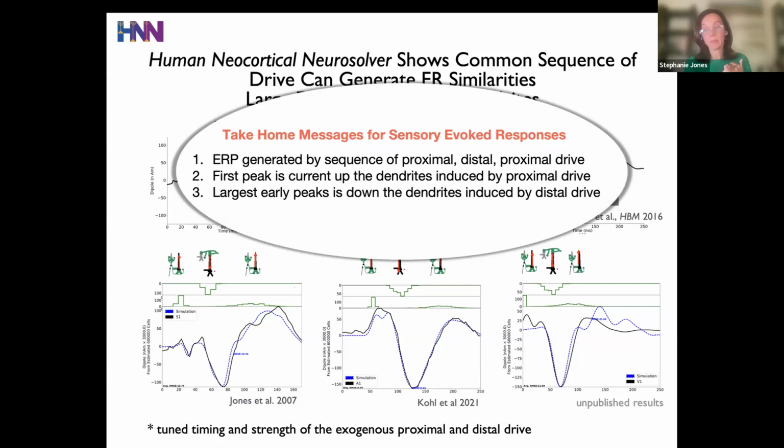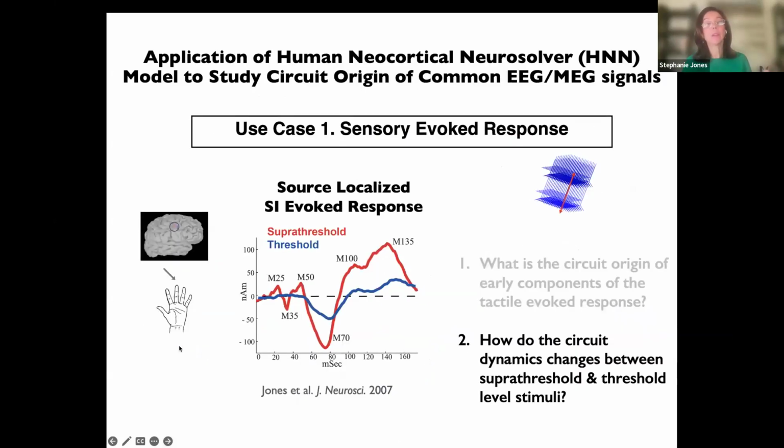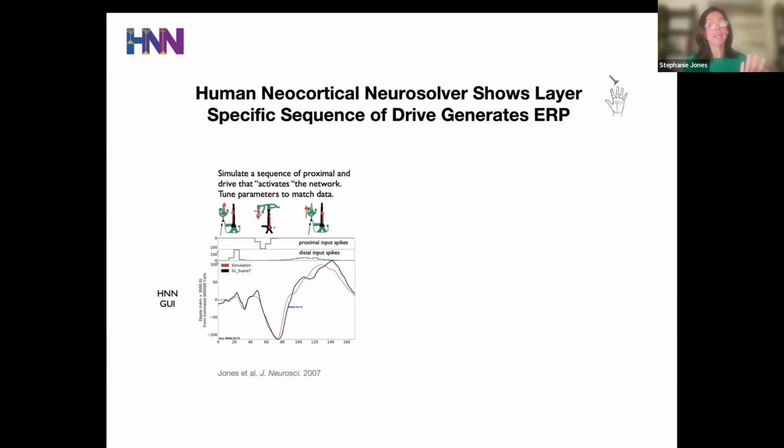The first peak, as I mentioned, is current flow up the dendrites. This largest peak is current flow down the dendrites. And so again, if you have a sensory evoked response, you can be fairly certain that that first peak is up the dendrites. Okay, how do the circuit dynamics change between superthreshold and threshold level stimuli? Well, here, what we did is we tested a hypothesis. We said, okay, if I tap the finger very strong, then I get this ERP, and I've fit my model to this signal. Well, what happens when I give a threshold level stimulus?